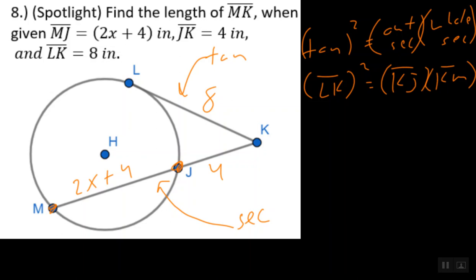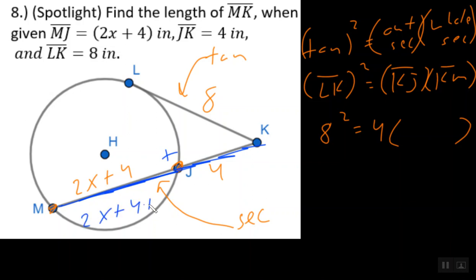Okay, so let's plug in these things. We have 8 squared is equal to KJ, which is 4, times, and this one's the tricky thing, a lot of students really mess this up, MK, which is 2x plus 4 plus 4. We have to combine this. We have to add those. Let's just write it like this. 2x plus 4 plus 4 is really 2x plus 8 once we combine our like terms.